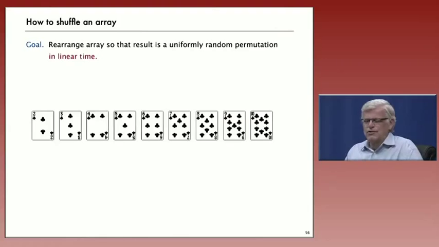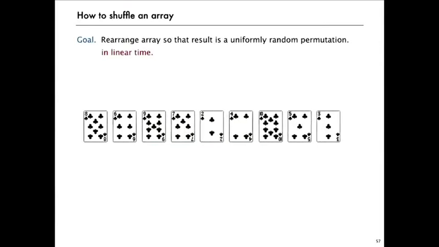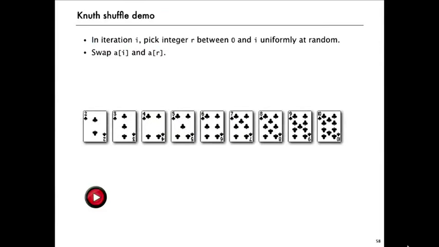And the question is, can we do better? Can we have a faster way to shuffle? Do we really need to pay the cost of a full sort? And the answer to that question is no. There's actually a very easy way to rearrange an array so that the result is a uniformly random permutation and only requires linear time to get the job done. Let's look at a demo.